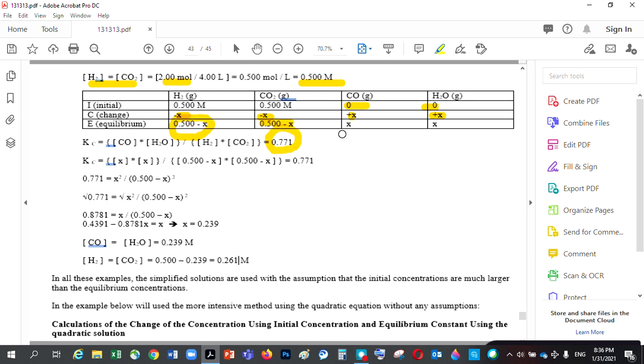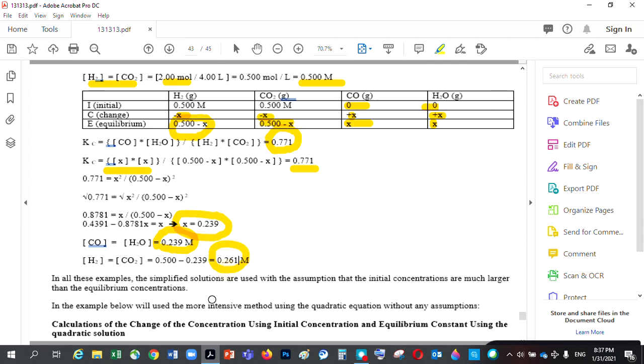So let's go back, and we will be using this here. Those are my reactants, and those are my products. So the product is x times x, x squared, divided by 0.50 minus x times 0.50 minus x, which equals the Kc value. Then you get something looking like this. Both sides, you can take the square root of both sides. And from a simple calculation manipulation, you get x equal to 0.239. So the products, carbon monoxide and H2O, equal the x value. The reactants will be 0.500 minus x, which is 0.261.